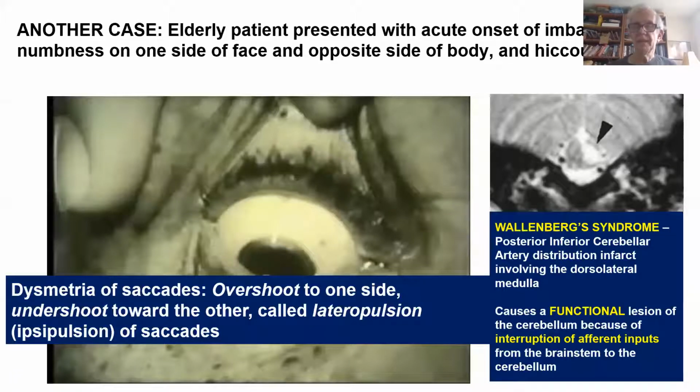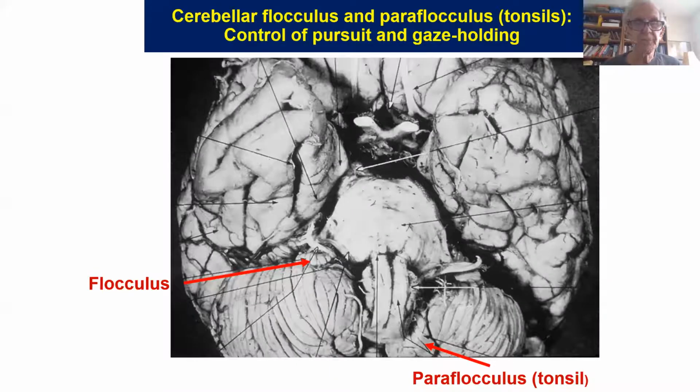It's fascinating. It causes a functional lesion of the cerebellum. It interrupts afferent inputs from the brainstem to the cerebellum, specifically from the inferior olive to the dorsal vermis. And when the dorsal vermis activity is changed, it actually becomes over-inhibitory on the fastigial nucleus. You get a unilateral fastigial nucleus lesion with overshooting to the side of the lesion.